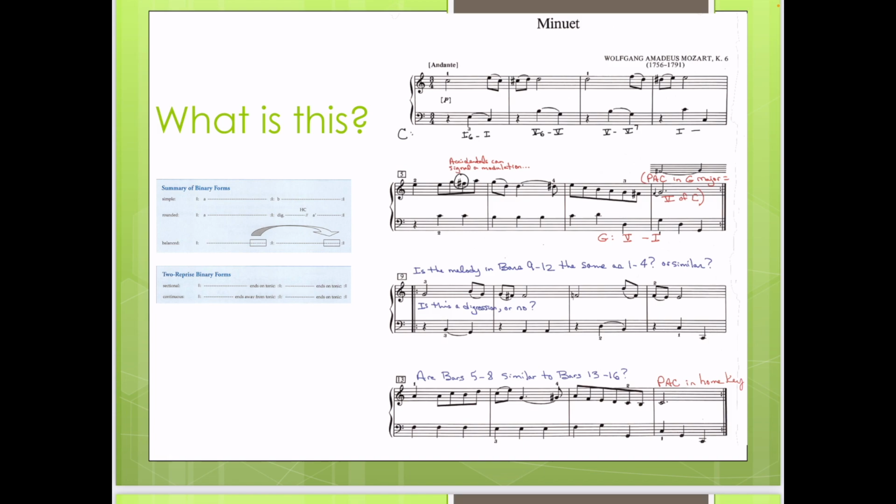So right then, ask yourself, with that interior cadence, is this a sectional binary or a continuous? Look at the chart right now. Does that cadence end on the tonic in the home key or not? That is the question. Okay, now let's go into bar 9. Now, is this a digression or not?